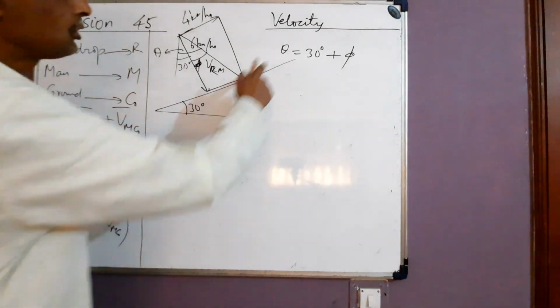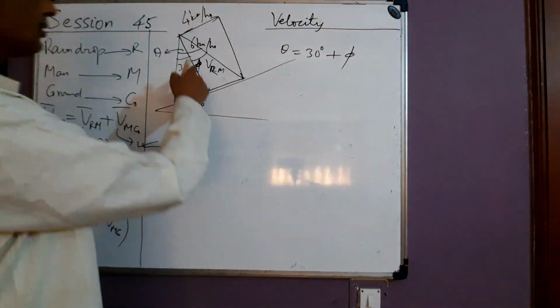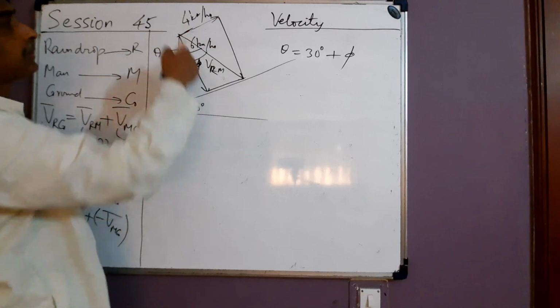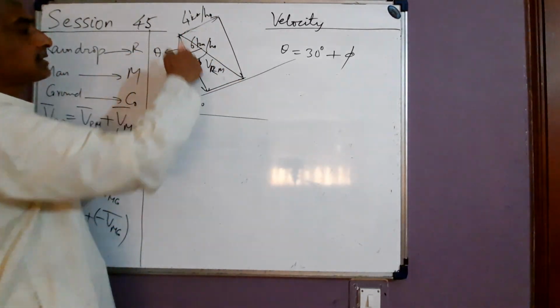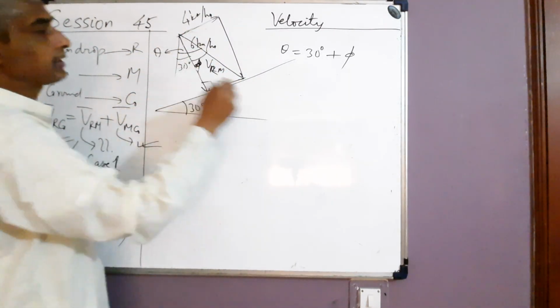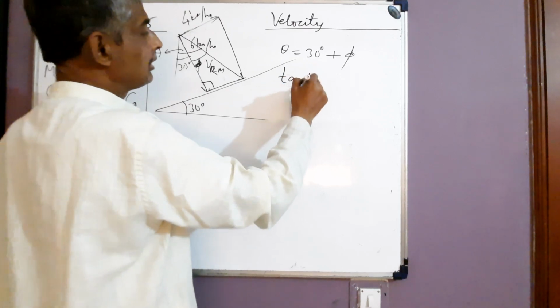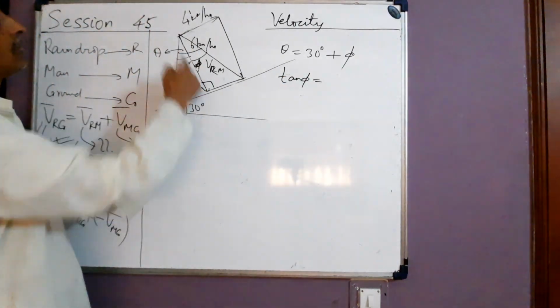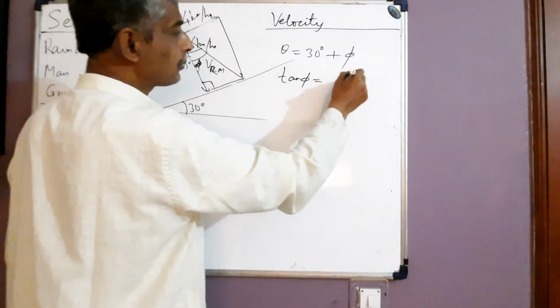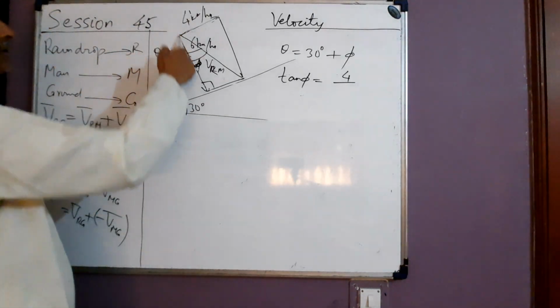To determine theta we have to know phi, and determining phi is an easy thing. It's a rectangle: this is 4, this is also 4, and this is 6. So this is a right angle triangle. So tan phi becomes this by this. This is 4, this is also 4, since opposite sides of a rectangle are equal, and this is 6 km per hour.